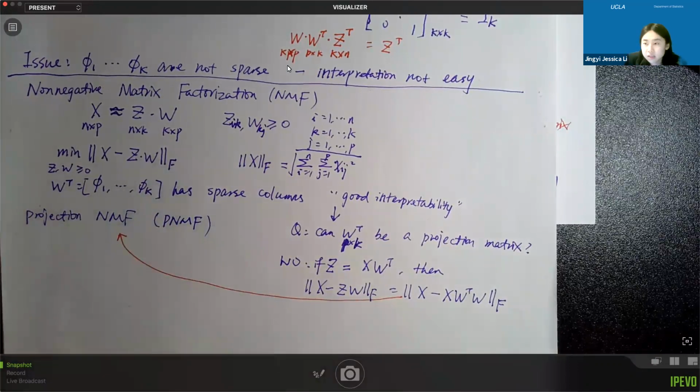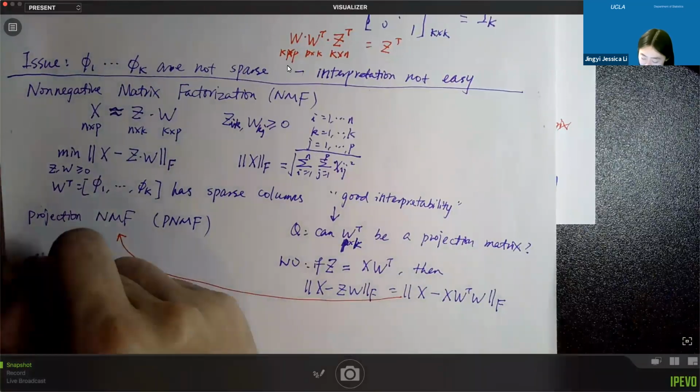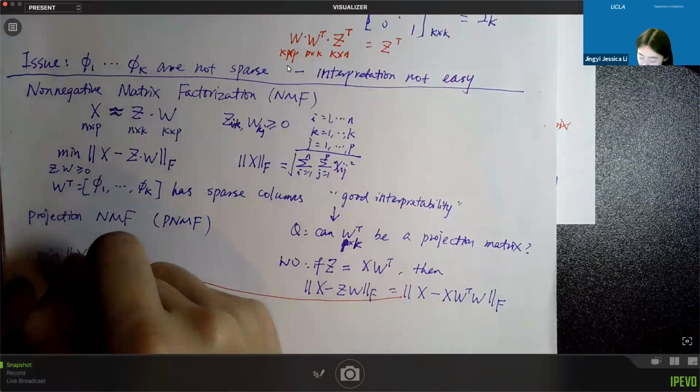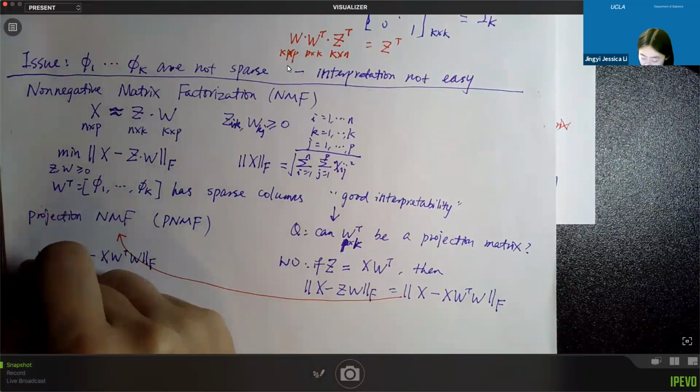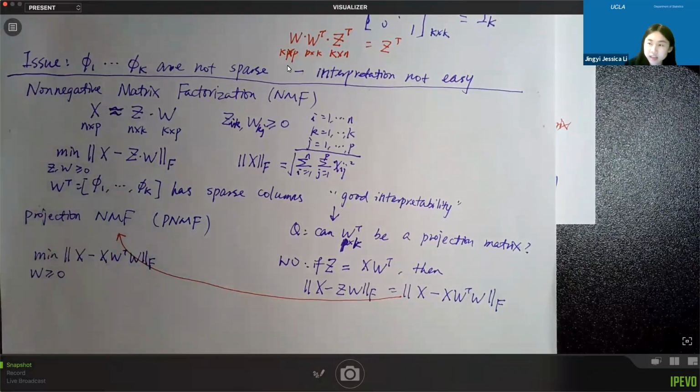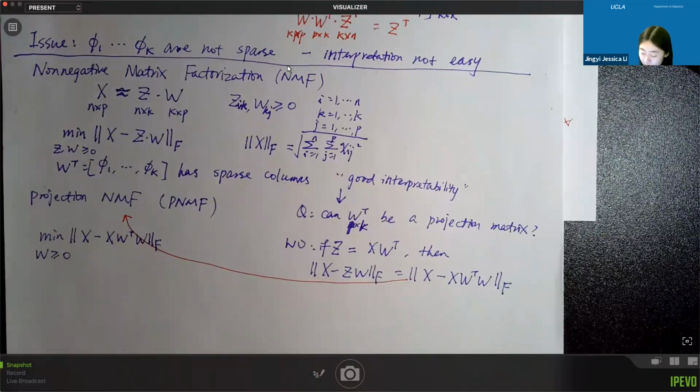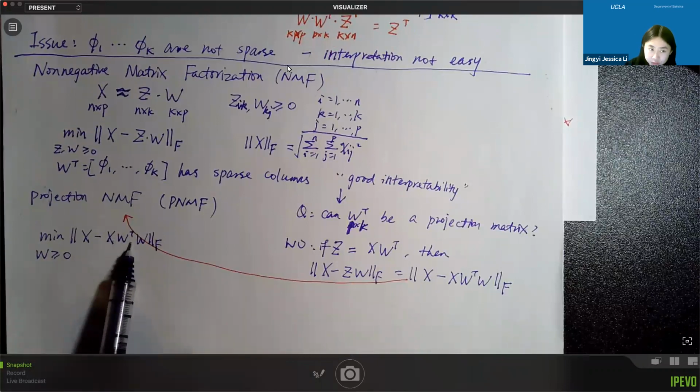So it reduces the optimization perspective from finding two matrices Z and W to finding only one matrix W. Okay, so here the constraint is just that we want to minimize the norm of X minus X W transpose W in F norm, subject to W itself being a non-negative matrix. That's PNMF. So with the PNMF formulation, we can actually use W transpose as a projection matrix.